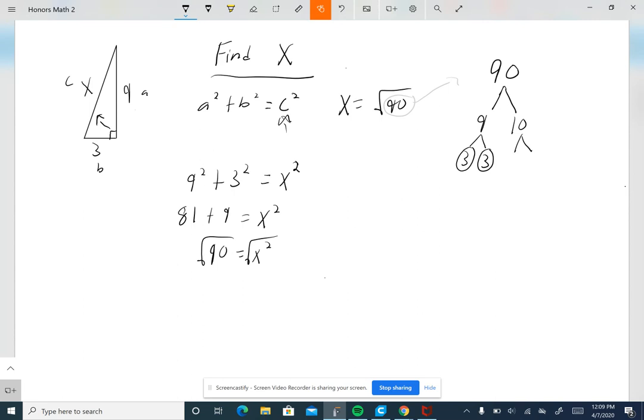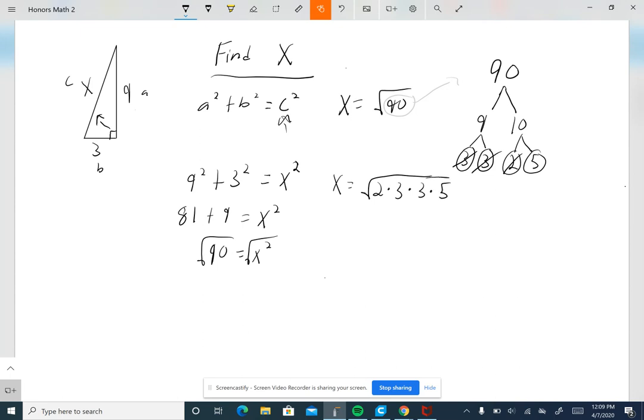And then what about 10? We can break it down to 2 and 5. And both those are prime, so we circle them. And then we bring all this stuff back over here, and we put it into what? Our square root. And we like to list it least to greatest. So 2 times 3 times another 3 times 5.